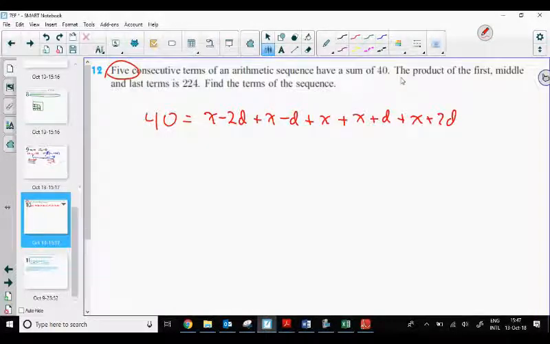Those are still five consecutive terms in an arithmetic sequence. And now all the d's cancel out. And I know that 40 is equal to 5x, and that tells me that this middle term right here had to be equal to 8. And then from there, we just need to figure out what the common difference is.